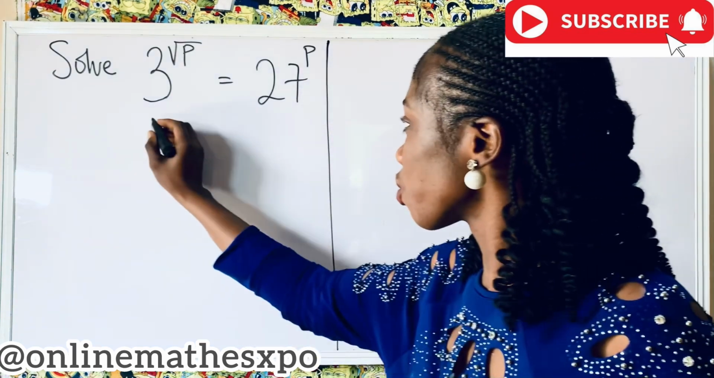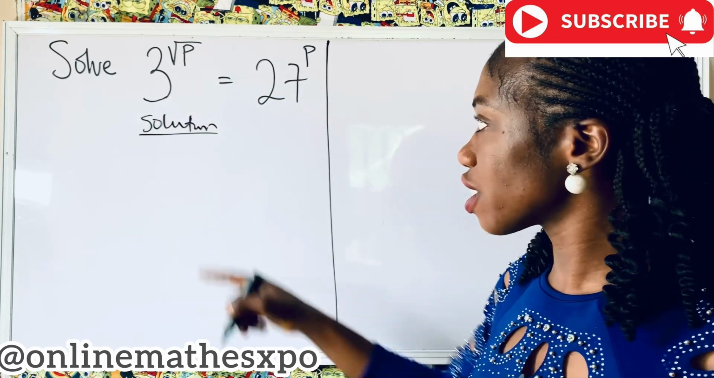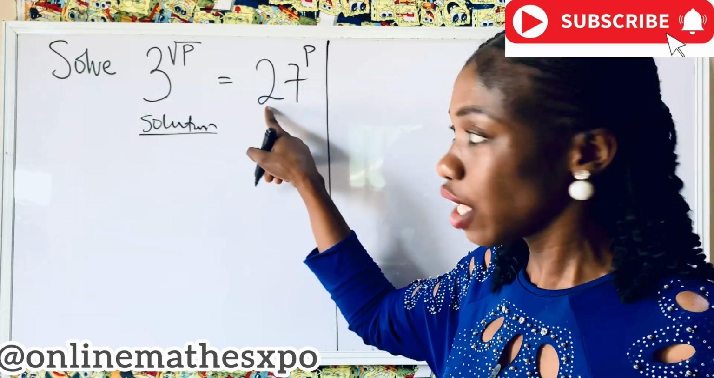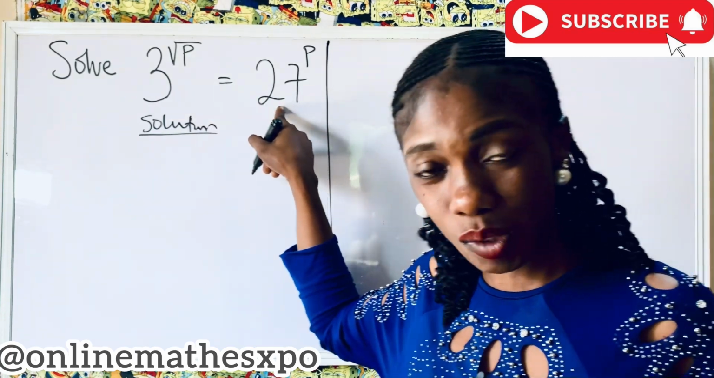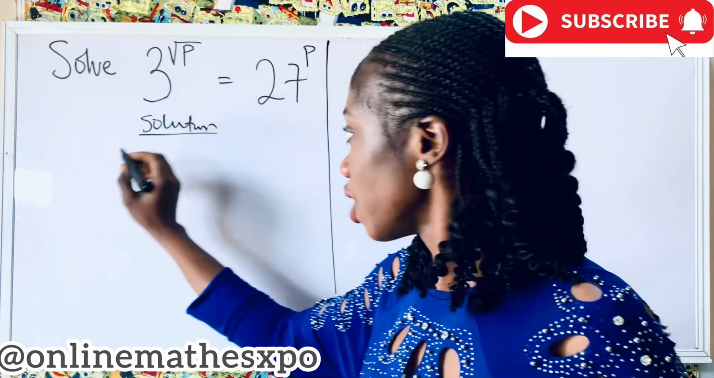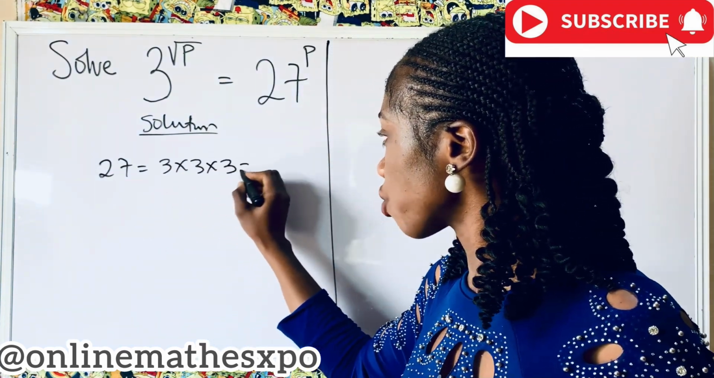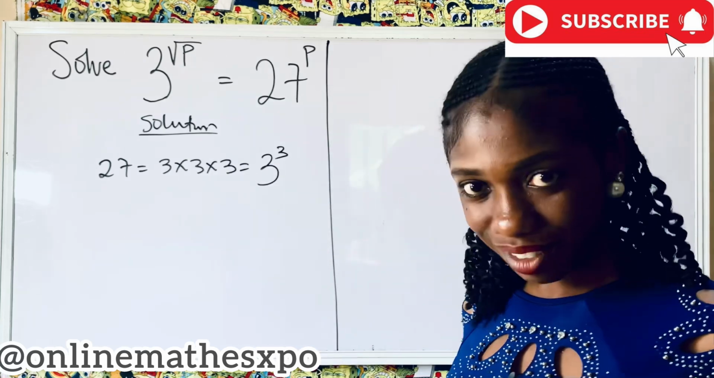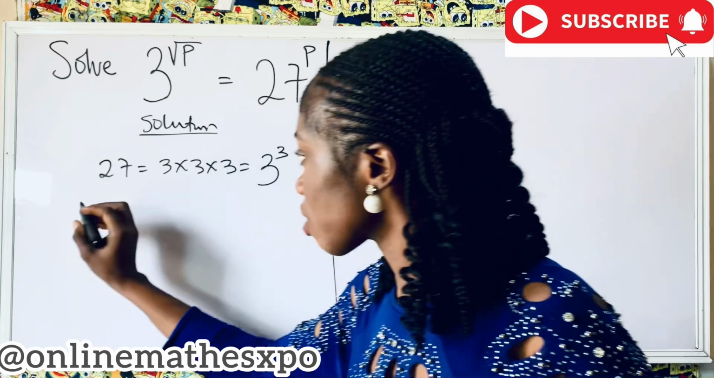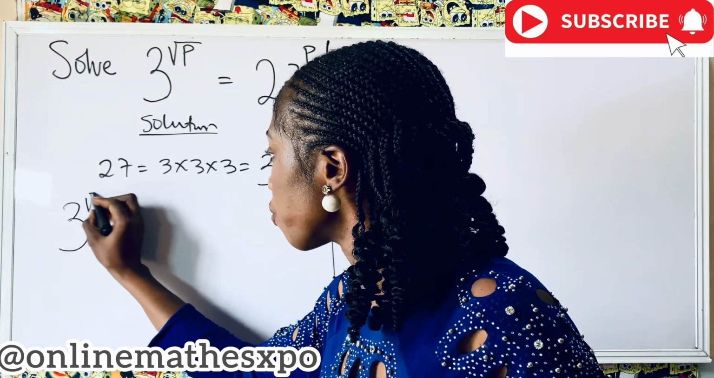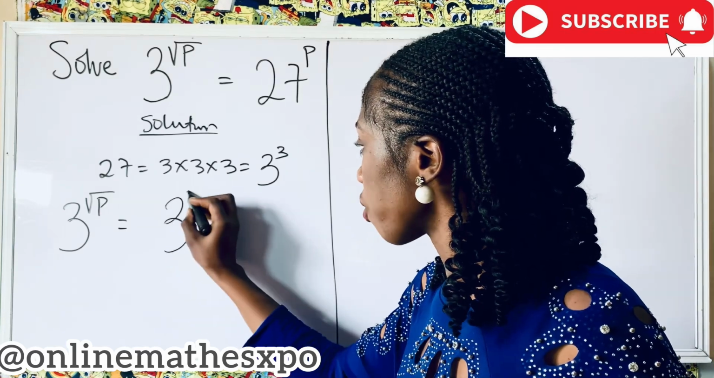So what we are going to do, we begin with our solution. Now, when you look at this, you notice this is called the base, okay? We notice that these bases are not the same, but 27 can be expressed as a product of 3s. We have 27 as 3 multiplied by 3 multiplied by 3, to give us 3 to the power of 3. So let's apply it here. In that case, we are going to have 3 to the power of root p is equal to 27, which is 3 to the power of 3.